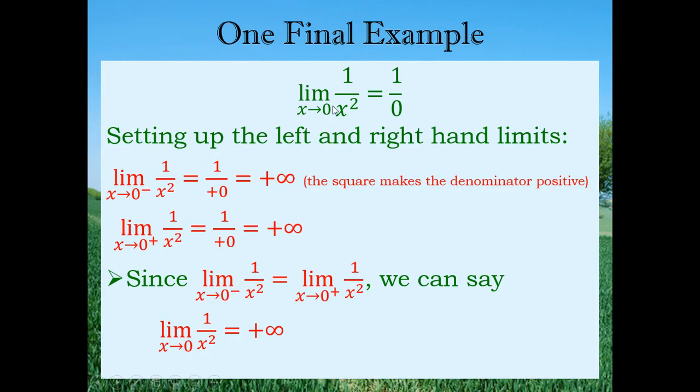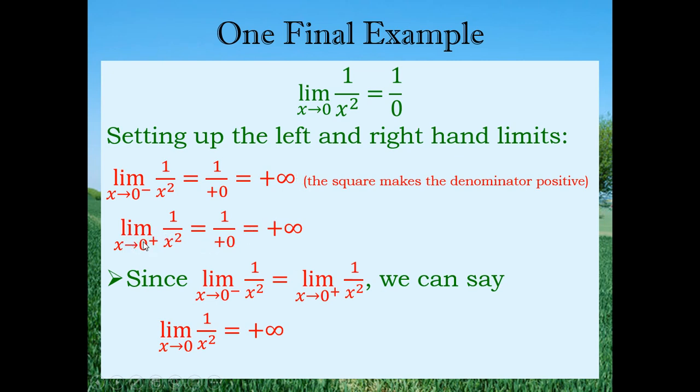Let's take a look at one more example. I've got the limit as x approaches 0 of 1 divided by x squared. If I plugged in 0 for x, that would give us 1 over 0, so we have to look at left and right-hand limits. As x approaches 0 from the negative side, x squared is going to be a positive number no matter how small it is. Even if x is negative, x squared is positive. So 1 over a very, very small positive number is going to be positive infinity.